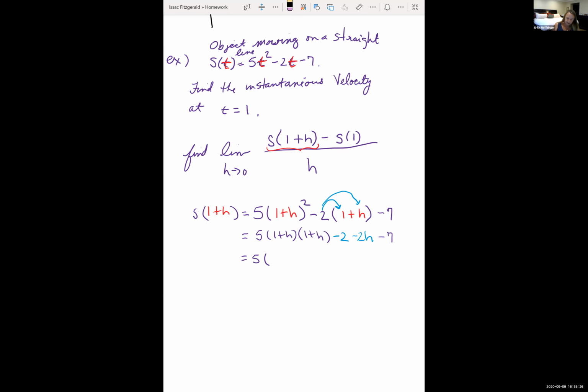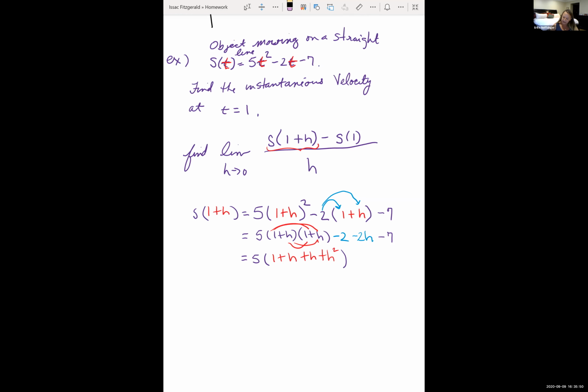I'm going to leave the 5 alone for a second, and let's distribute the 1 plus h times 1 plus h. And so 1 times 1 gives us 1. 1 times h gives us plus h. h times 1 gives us plus h. And h times h gives us plus h squared. Close off our parentheses.